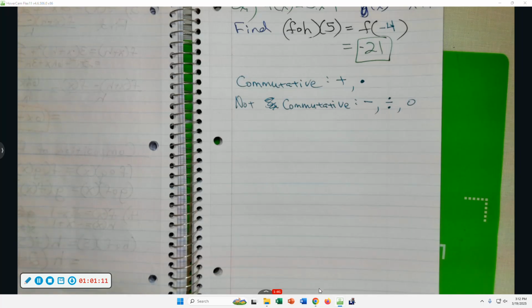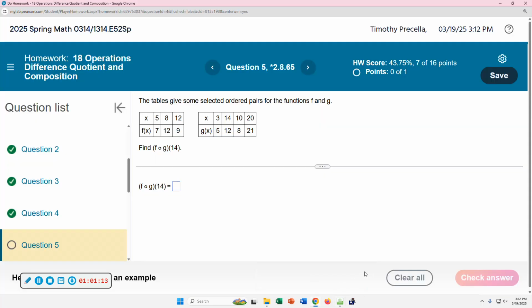Remember we looked at functions in terms of ordered pairs and assignments. Look at this. Number 5, they give us 2 functions and they're using tables to represent the functions instead of the formulas. Let me write these tables down. It's going to take me longer to write down the tables than it will to do the problem.